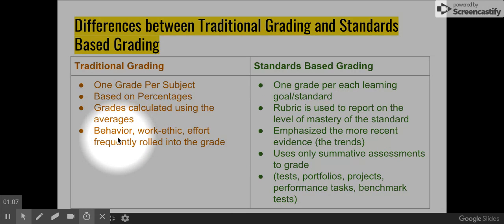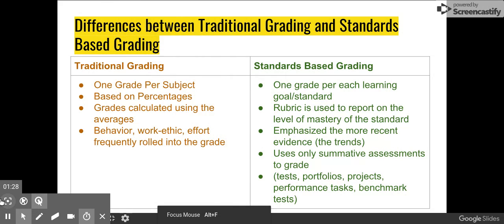In our traditional grading system, you'll notice that effort, behavior, and work habits are frequently part of the grade. Well, not in standards-based grading. In standards-based, we're going to look at tests, portfolios, projects, and performance tasks only. We're going to use the summative assessments.